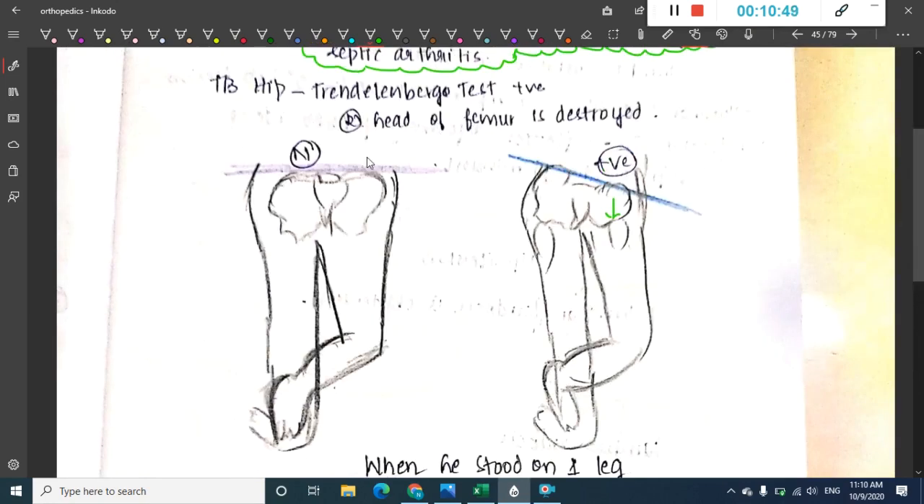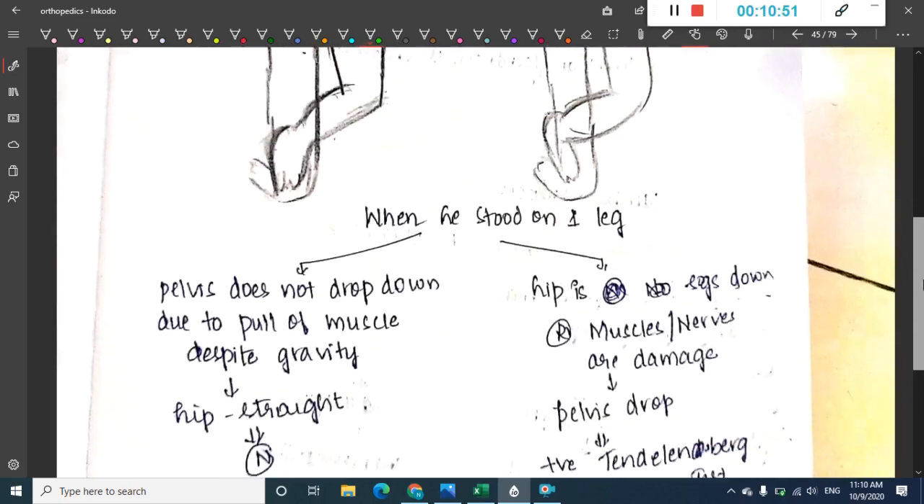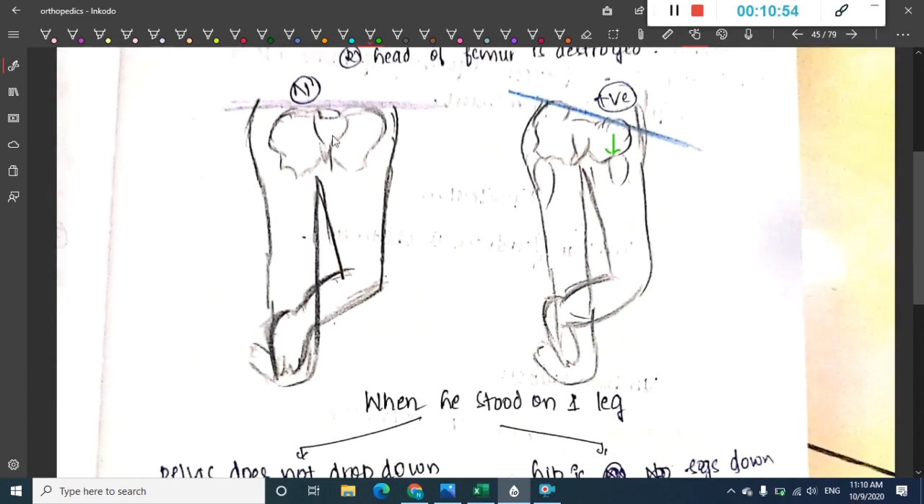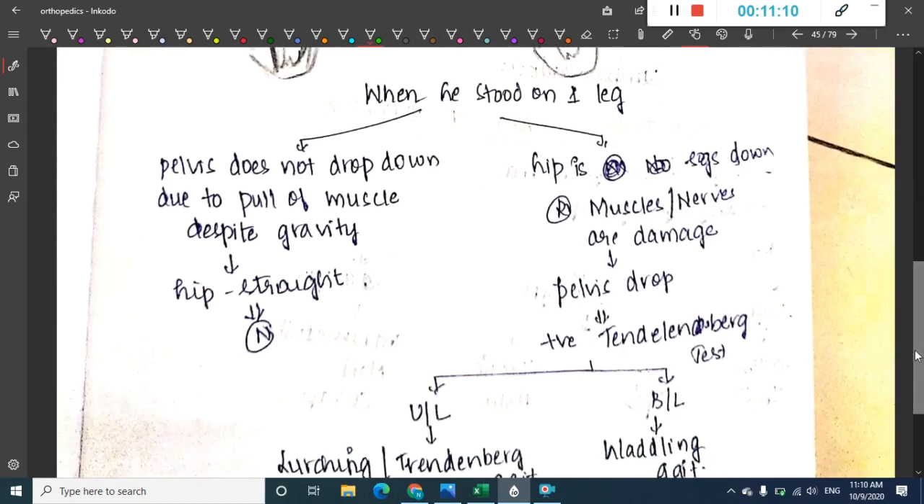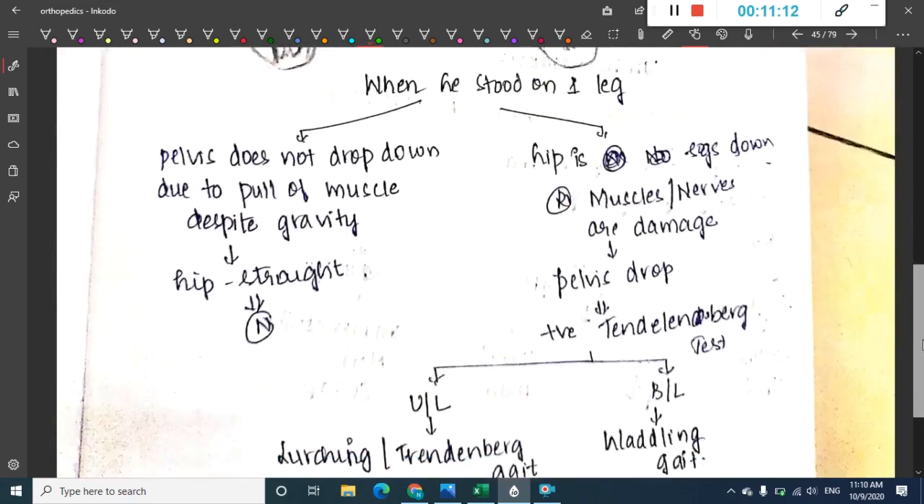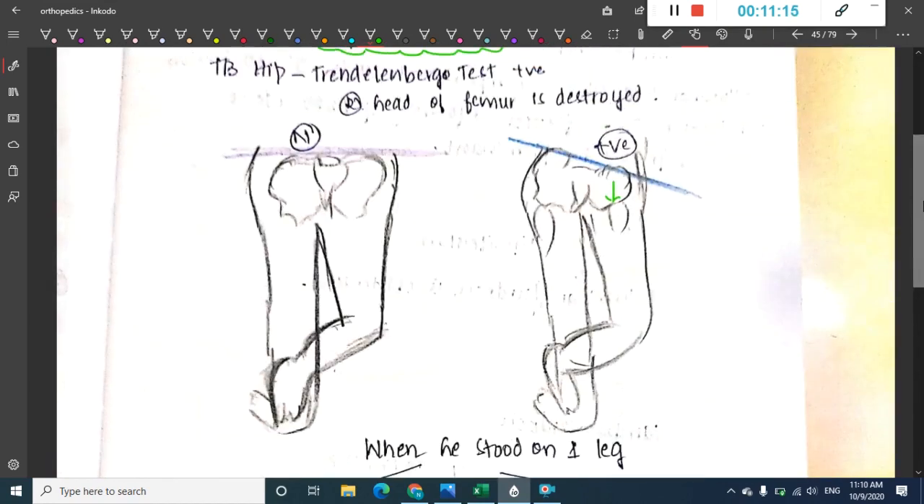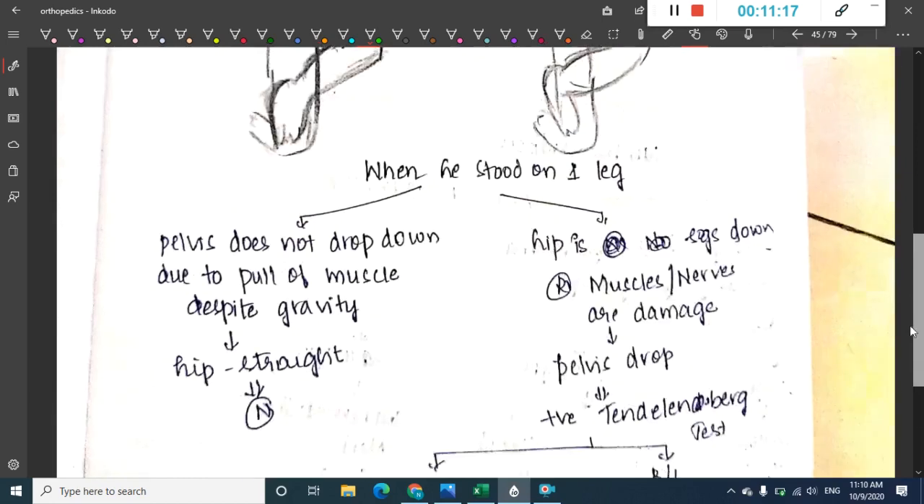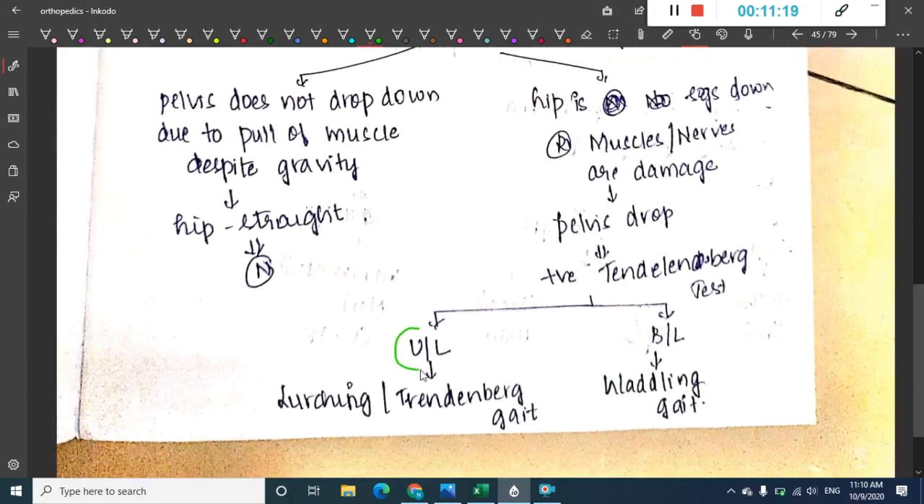Now why is the pelvis not dropping? This is because of the muscle action that is occurring, that is gluteus medius and gluteus minimus muscle action, with the head and neck being intact and stable. So because of that there is no sagging. But here there is sagging because the muscles and nerves are damaged. Now this is positive Trendelenburg test, right? This positive Trendelenburg test can be of two types. One, it can be unilateral or it can be bilateral.